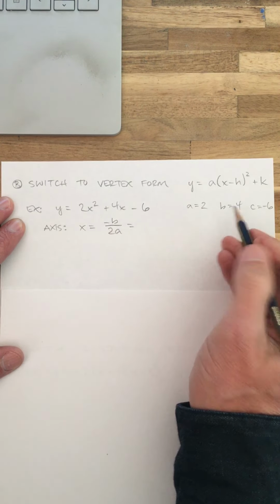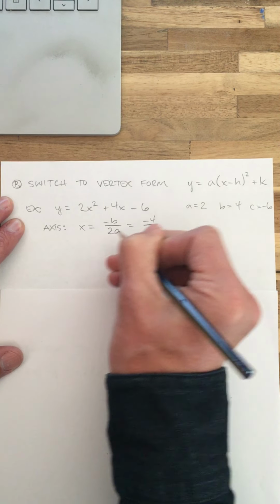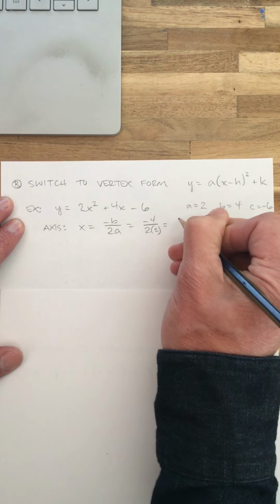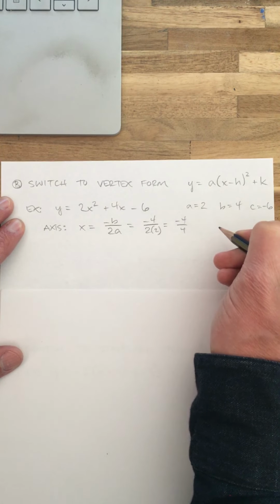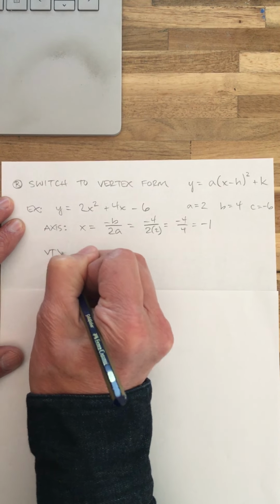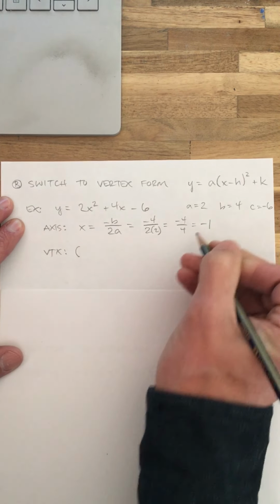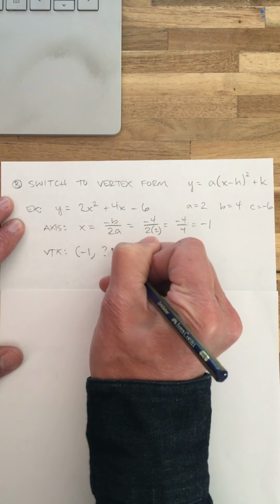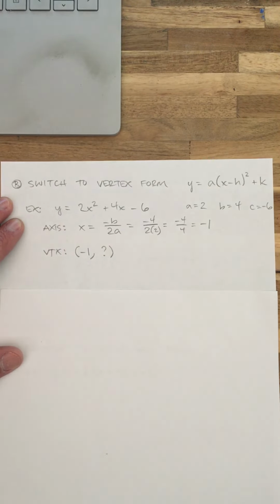Negative b is going to be negative 4, okay, over 2 times a is 2, so 2 times 2. That equals negative 4 over 4, right, which equals negative 1. So my vertex is going to be, plug that in, negative 1, comma, and now we just need to plug that into the equation, okay?